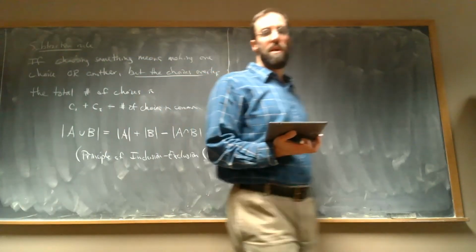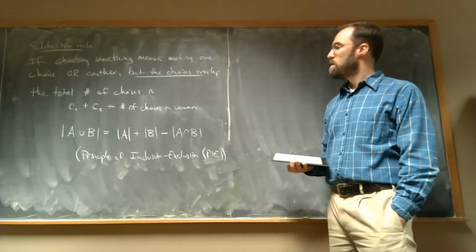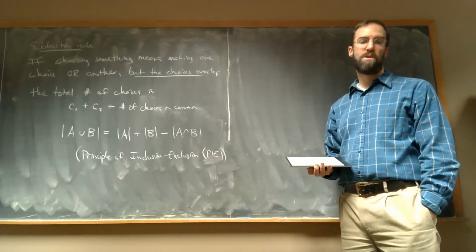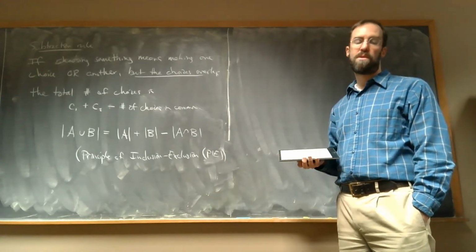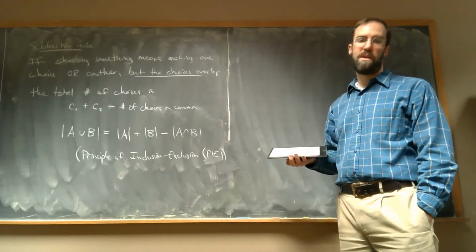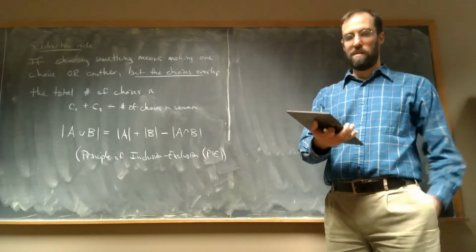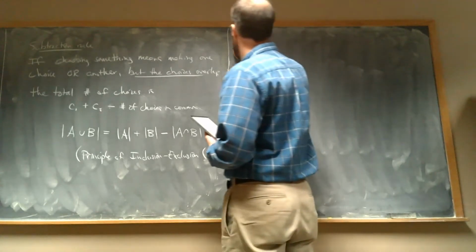We did one example in the activity in class where we had two restaurants and you could choose something to order from one restaurant or the other, but there were some things they had in common, so you had to add them and then subtract off the number they had in common. Here's another example.